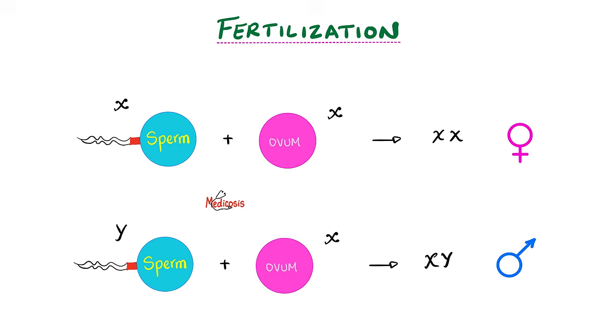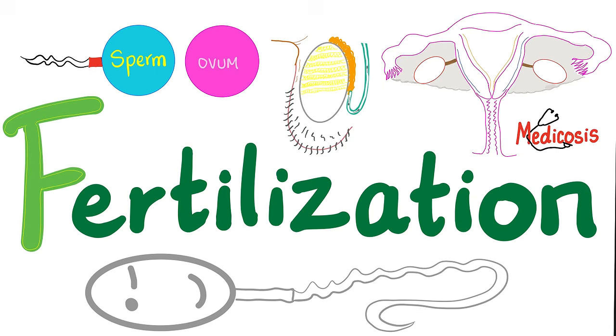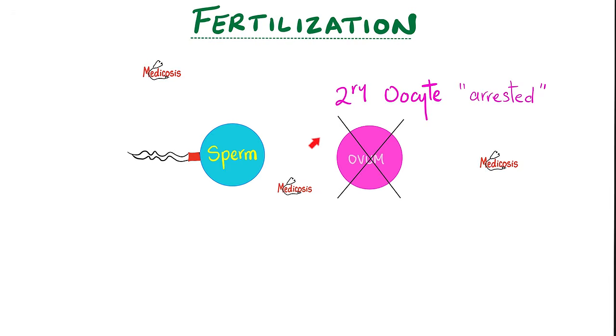And then XX, that's a female, XY, that's a male. 23 chromosomes here, 23 chromosomes there, 46 chromosomes here. You have 44 somatic chromosomes and 2 sex chromosomes. 44 somatic plus 2 sex equals 46 total chromosomes in every cell of your body except ova or sperms. When the sperm meets the secondary oocyte in the ampulla of the fallopian tube, together they will form a zygote.